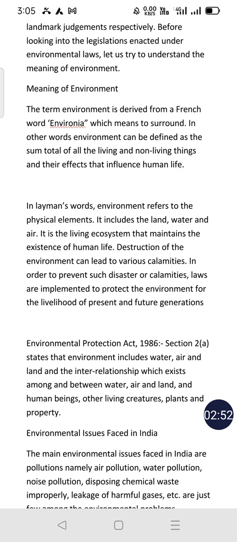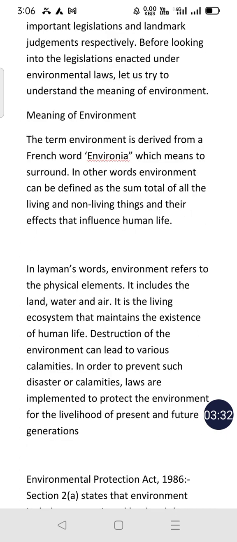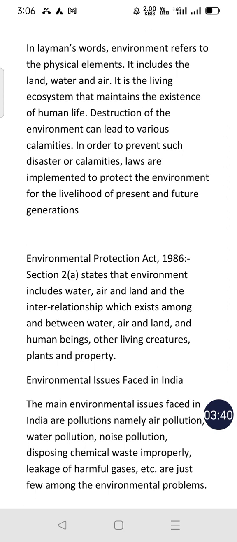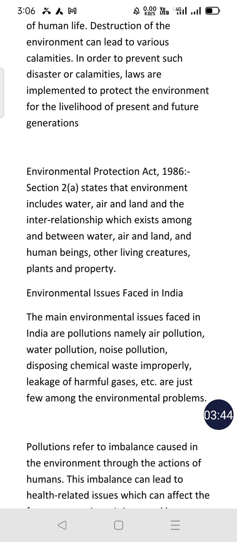The term environment is derived from a French word environia or environ, which means surrounding. In other words, environment can be defined as the sum total of all living and non-living things and the effects that influence human life. In layman's words, environment refers to the physical element. It includes the land, water and air. It is the living ecosystem. In order to prevent disasters and calamities, laws are implemented to protect the environment for the livelihood of present and future generations.